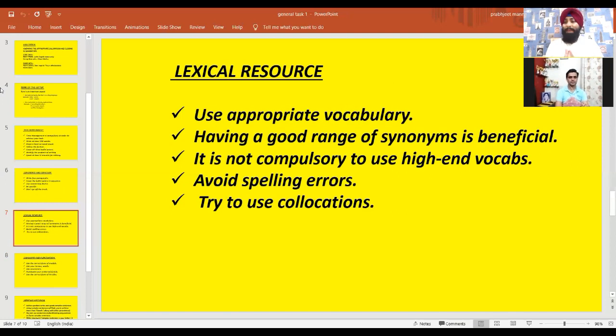The next parameter, I may call it, is to use appropriate vocabulary. Okay. Having a good range of synonyms is beneficial. This is the tip which each and every trainer is going to give you. But at the same time, let me tell you that it is not compulsory to use high-end vocabulary. Just if you have appropriate vocabulary, it is going to let you get more than 7 bands. Okay, trust me. Avoid spelling mistakes. By lexical resource, try to stress more on your spellings. Do not commit any sort of errors and try to use collocations as well. Why, I will tell you later in this video.